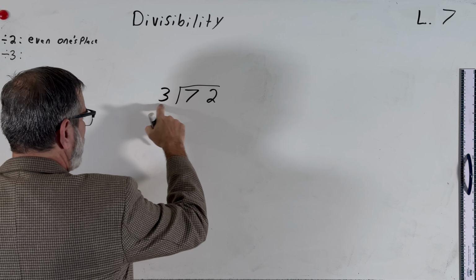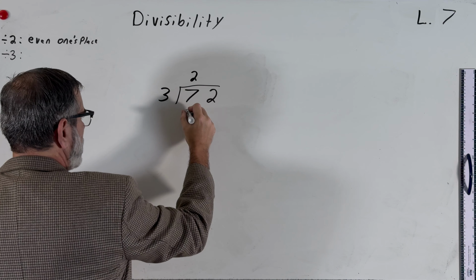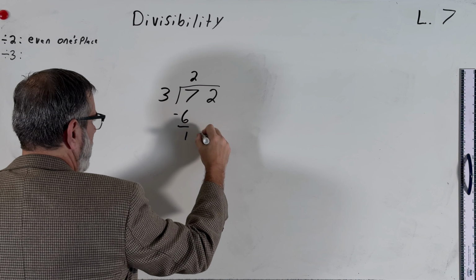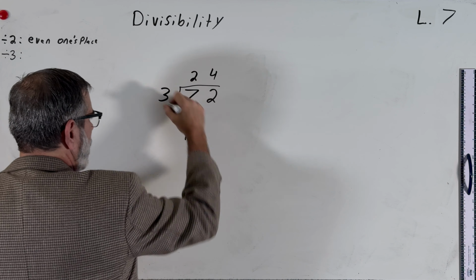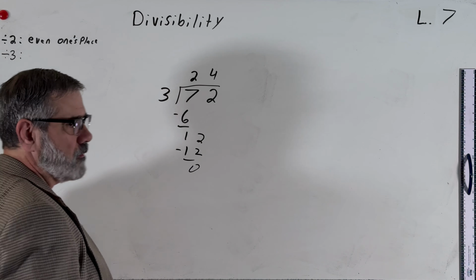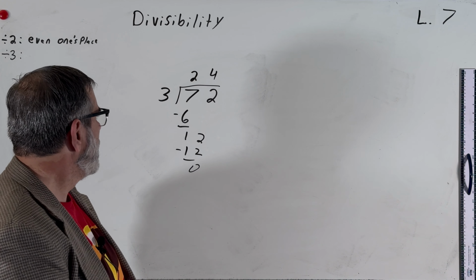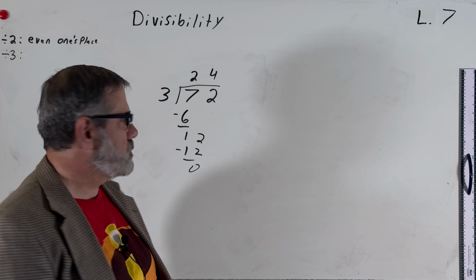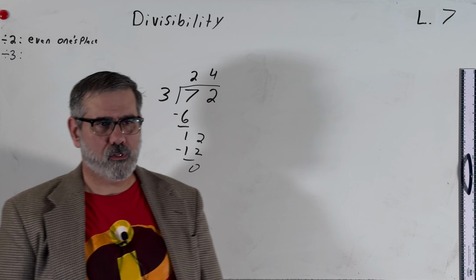So we can test it just to verify. 3 into 72. 3 goes into 7 2 times. 2 times 3 is 6. 7 minus 6 is 1. Drop down the next digit. 3 goes into 12 4 times. 4 times 3 is 12, and so 12 minus 12 is 0. There's no remainder. We see it's evenly divisible. So 24 times 3 is 72, so 72 is divisible by 3.